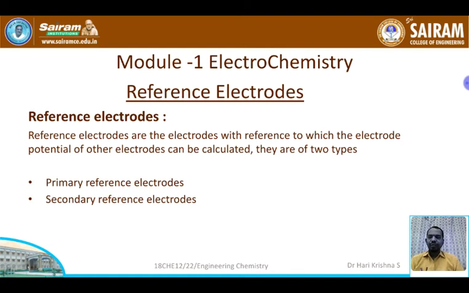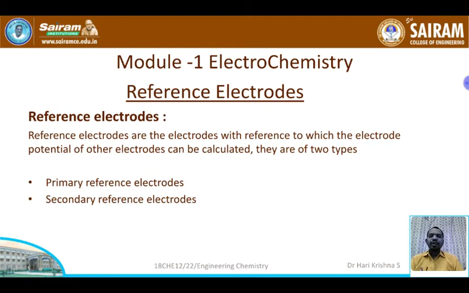Earlier, before the secondary reference electrodes were invented, we had primary reference electrodes. The electrode potentials or reduction potentials of all the electrodes were determined using the primary reference electrode, that is the standard hydrogen electrode. The standard hydrogen electrode had a few disadvantages. Its electrode potential used to depend upon the concentration of hydrogen gas, and also on temperature and pressure. Due to this, the electrode potential used to vary, and it was very difficult to maintain 1 atmospheric pressure of hydrogen gas.